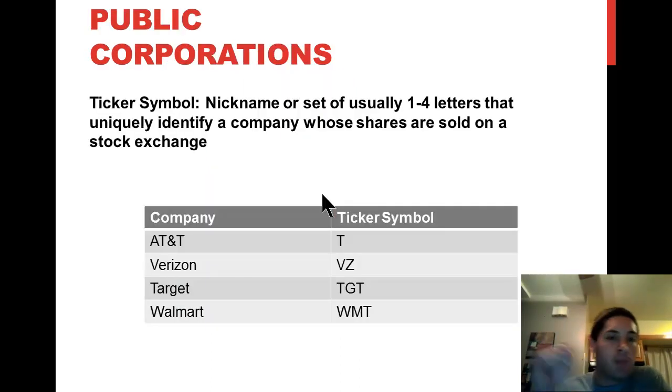Businesses, specifically public corporations, also have nicknames, and it's called a ticker symbol. A ticker symbol is a nickname or set of usually 1 to 4 letters that identify a company whose shares are publicly traded on a stock exchange, like the NASDAQ or New York Stock Exchange. Here are some examples. AT&T's nickname is T, Verizon VZ, Target TGT, and Walmart WMT.